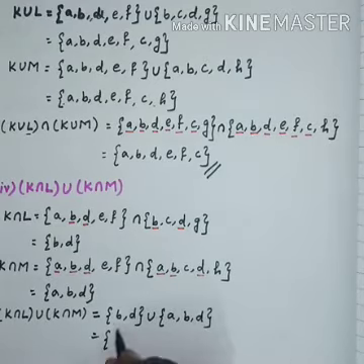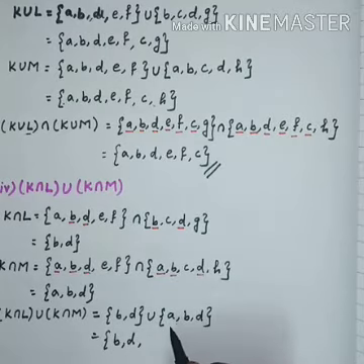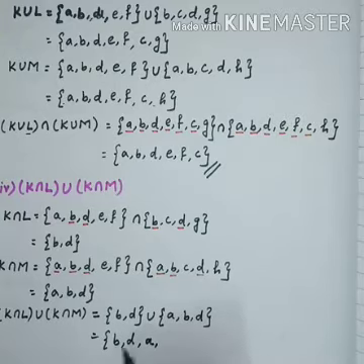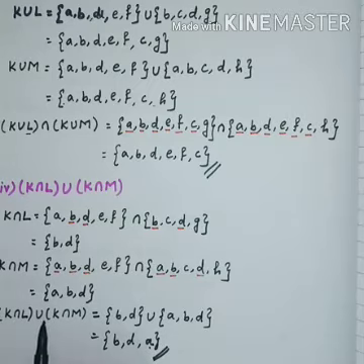So write the elements of the first set, B, D, and then in the second set we have the element A. A we didn't write here, so add A, and then B we already wrote here, D also we already wrote here, so we need not write it once again. So the answer is B, D, A. This is the answer for K intersection L union K intersection M.